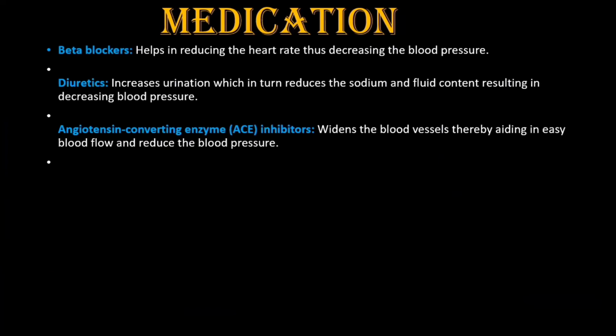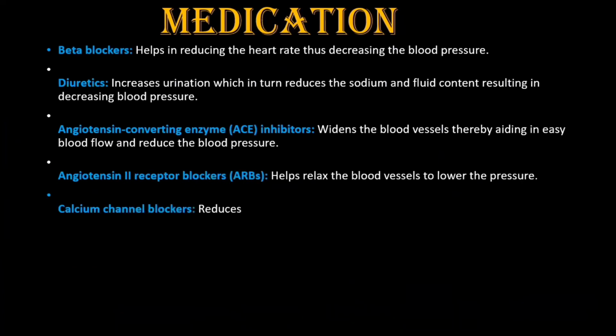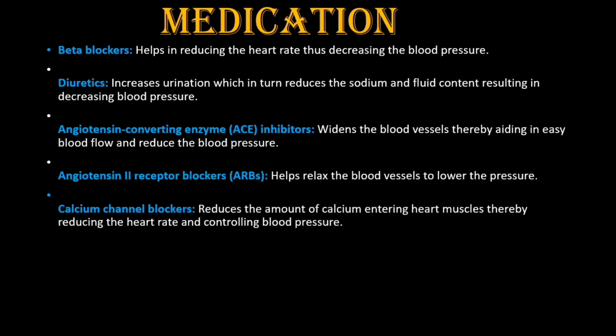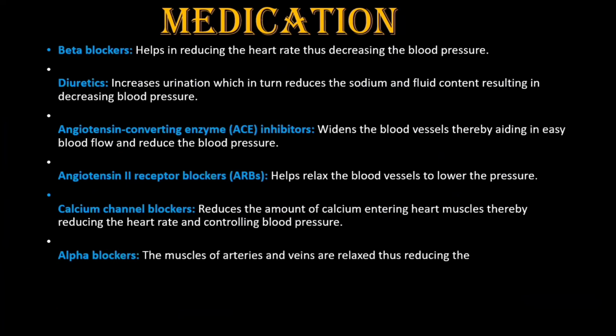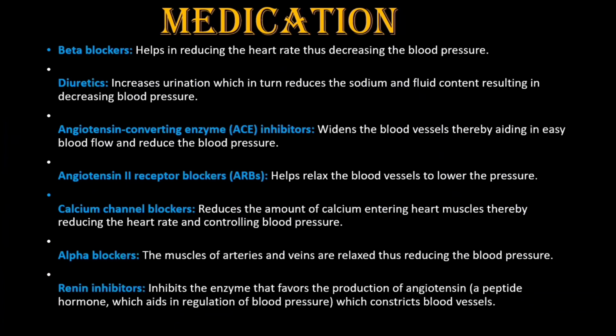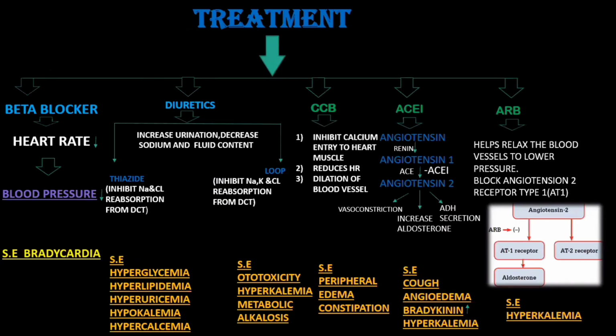Angiotensin receptor blockers help relax the blood vessels to lower the blood pressure. Calcium channel blockers reduce the amount of calcium entering the heart muscles, therefore reducing the heart rate and also controlling the blood pressure levels. Alpha blockers relax tunica media of the arteries and veins, so their muscles actually, thus reducing the blood pressure. And in the end, renin inhibitors inhibit the enzyme that favors the production of angiotensin. Angiotensin constricts blood vessels. Now we are going to discuss some antihypertensive drugs and their side effects.